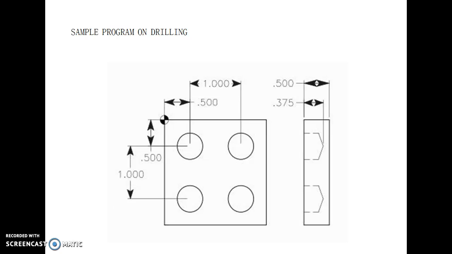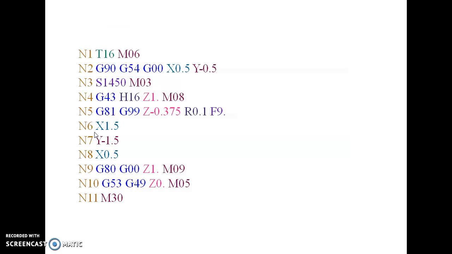And one more example for the milling machine in drilling operations. 4 drill holes by using the milling machine, and the 0 point is shown here, and the movement in X and Y direction, how the program will be.